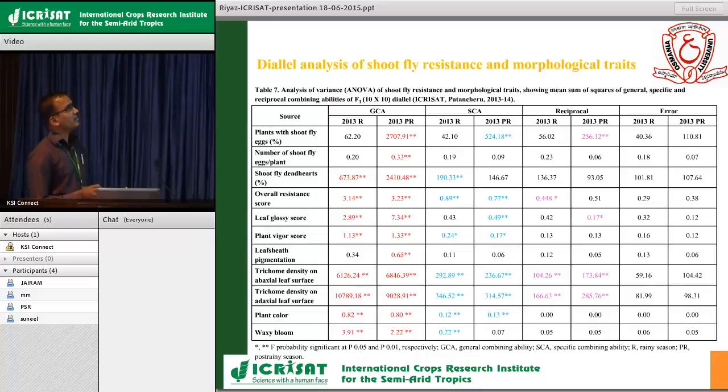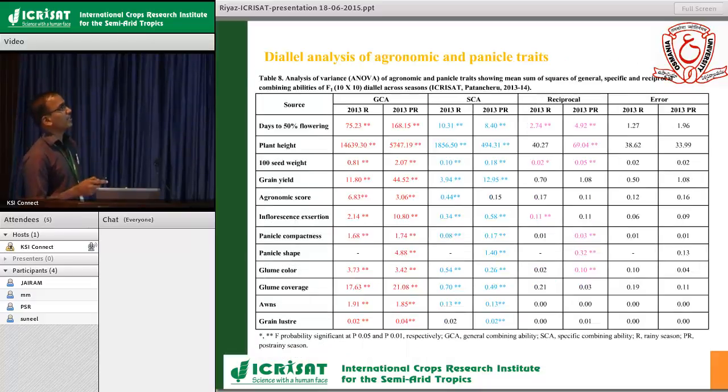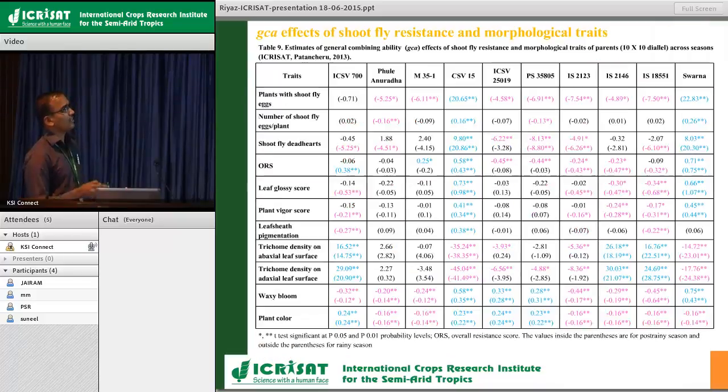Coming to the GCA effects, you see a similar pattern for CSV15, which is showing the susceptible nature, along with Swarna. It is also a susceptible genotype. They have a similar pattern, whereas the other genotypes, those showing moderate resistance or resistance to shoot fly, have negative and significant GCA effects. These are the shoot fly traits, and these are the marker traits that are responsible for resistance. So most of the genotypes have significant and negative GCA effects, indicating that these genotypes can be effectively used in developing shoot fly resistant sorghums.